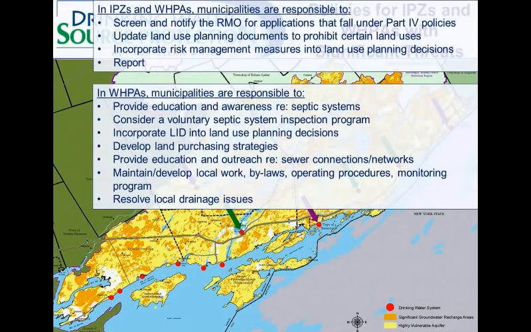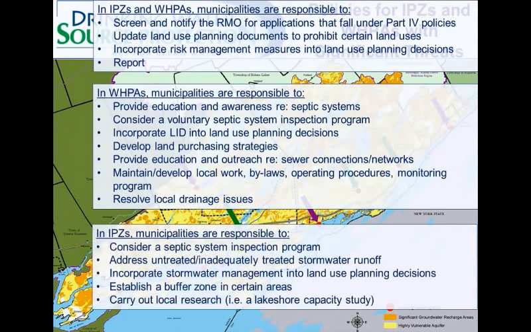In the intake protection zone specifically, municipalities are responsible to consider the establishment of a septic system maintenance inspection program where the systems are a moderate or low drinking water threat. Develop a strategy to address untreated or inadequately treated stormwater runoff. Require proponents to incorporate stormwater management features into building and site plans to reduce the volume of contaminants entering stormwater systems and roadside ditches. Establish fertilizer-free buffer zones between sports fields and the drinking water source.